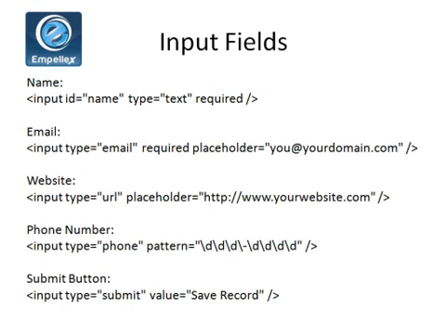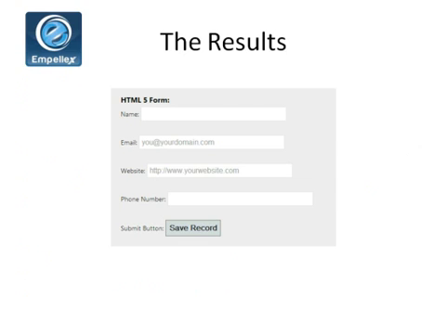So when we build our application in Visual Studio or any IDE you use, we type this in and we build our application and run it. These are the results. We have an HTML form that looks like this, with name, email with the watermark placeholder text, website with the placeholder text, phone number, and our submit button.